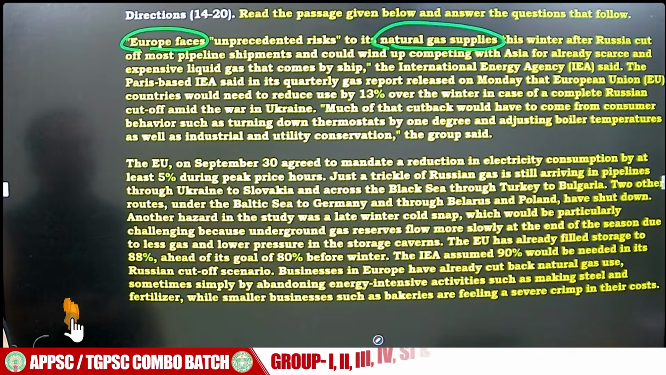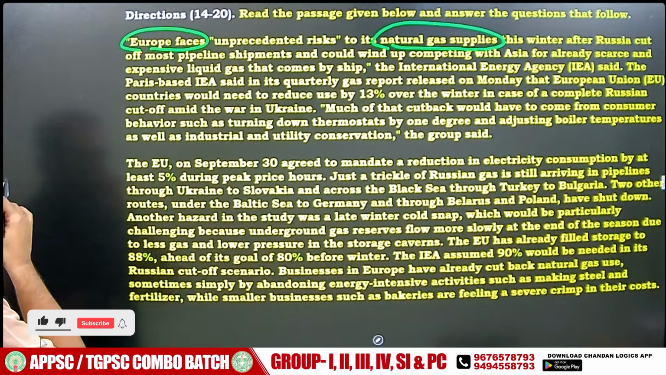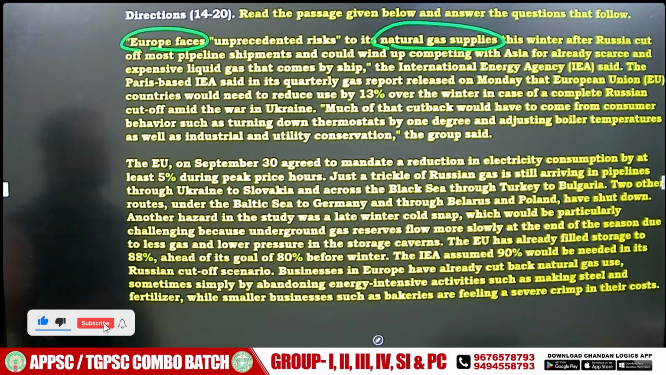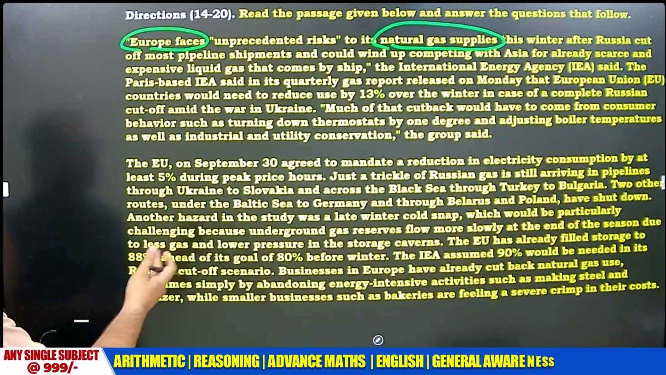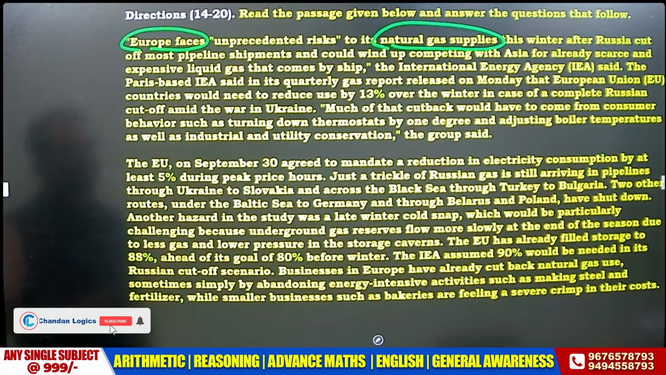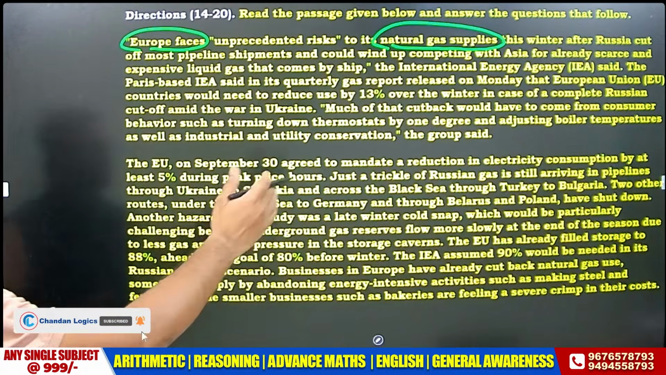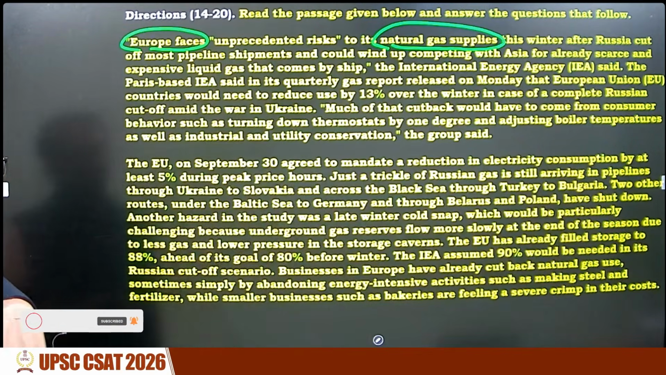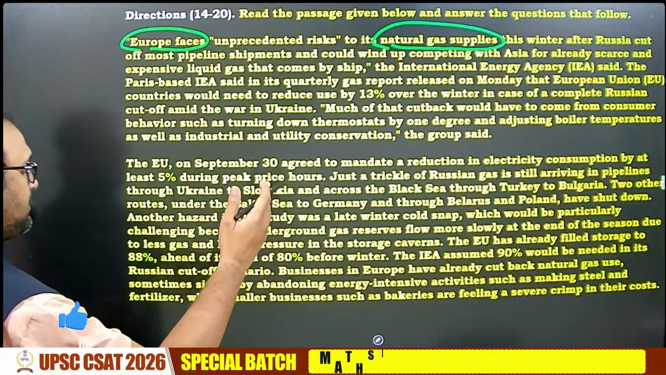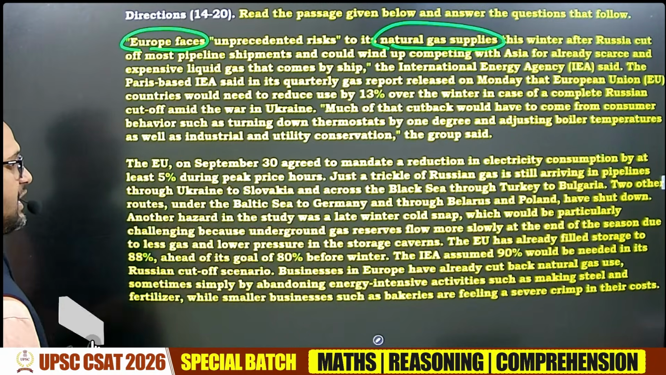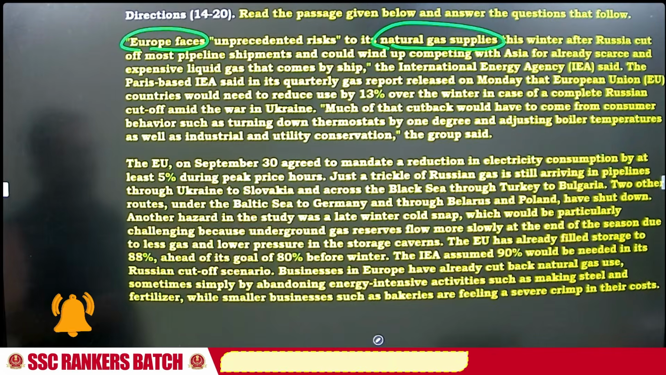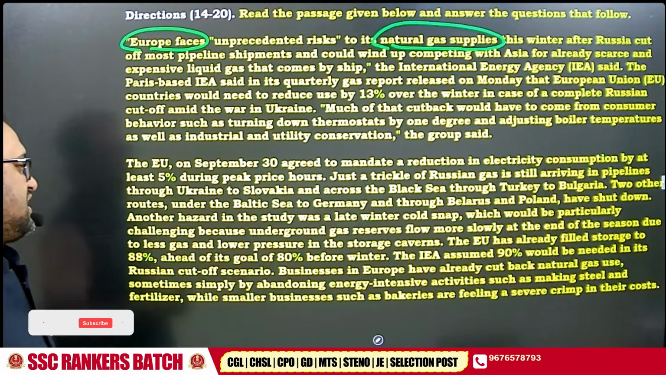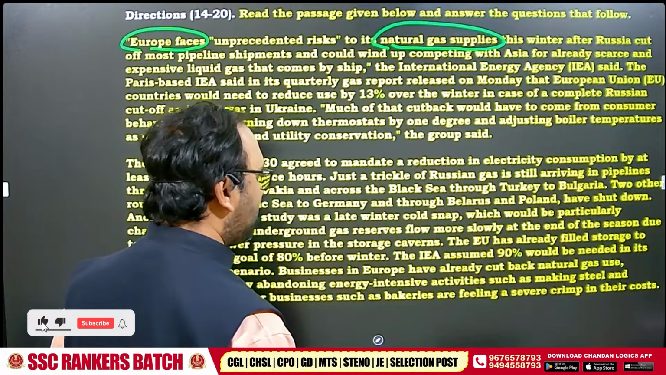Another hazard in the study was a late winter cold snap, which would be particularly challenging because underground gas reserves flow more slowly at the end of the season. So the European Union has already filled storage to 88%, ahead of its goal, and the IEA assumed 90% would be needed in a Russian cutoff. Businesses in Europe have already cut back natural gas, sometimes simply by abandoning energy intensity, while smaller businesses such as bakeries are feeling a severe crimp.